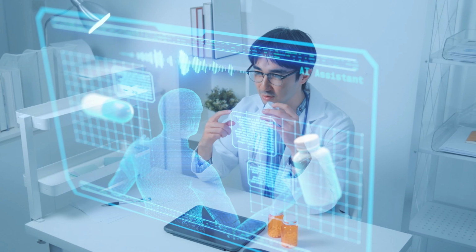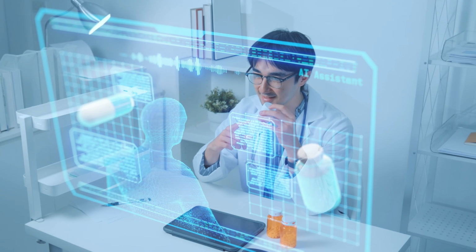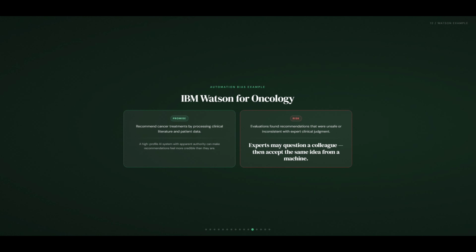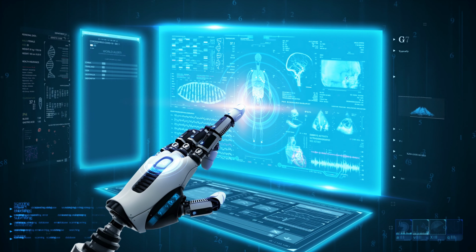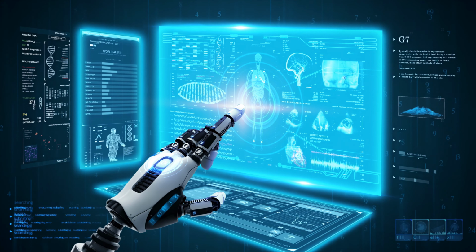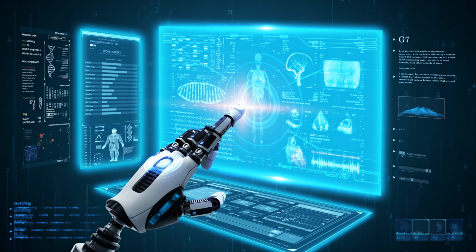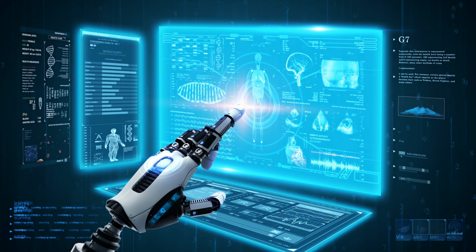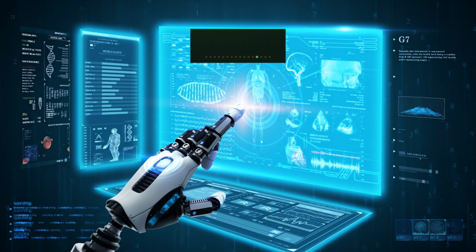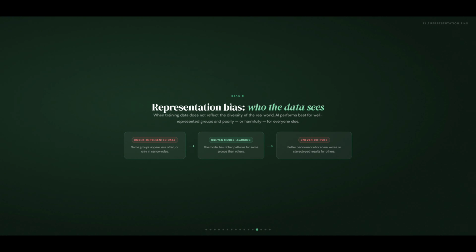IBM's Watson for oncology is the example that should make anyone using AI for high-stakes decisions sit up a little straighter. Watson was designed to recommend cancer treatments by processing clinical literature and patient data. Evaluations found that the system sometimes produced recommendations that were unsafe or inconsistent with expert clinical judgment. More significantly, clinicians in some settings gave undue weight to Watson's suggestions because they came from a high-profile AI system with apparent authority. Experts who would have questioned the same recommendation from a colleague accepted it from a machine. That is automation bias. And bias number 5 is representation bias.